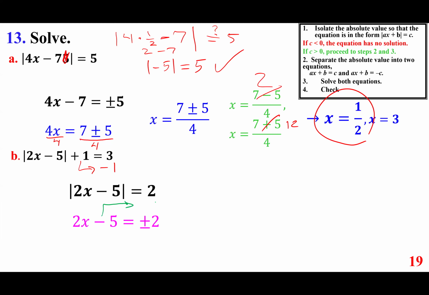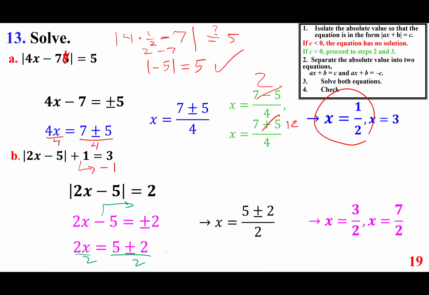You move the negative 5 and make it positive 5 on the right side. You divide everything by 2. So you get 5 minus 2, which is 3 over 2, and you get 5 plus 2, which is 7 over 2. Those are the answers. And you must check. Checking, again, takes place with the original equation.